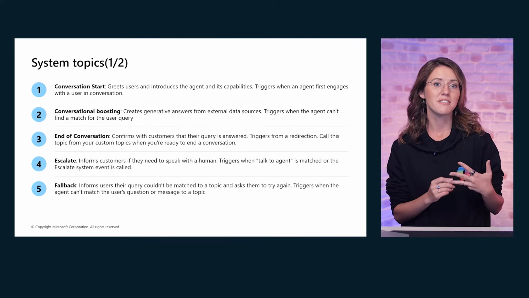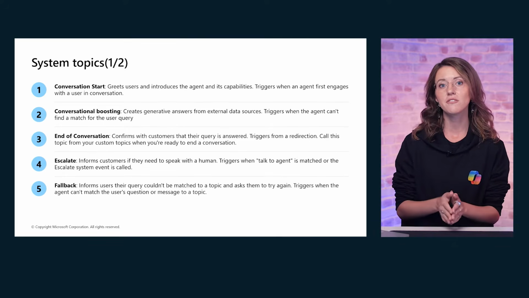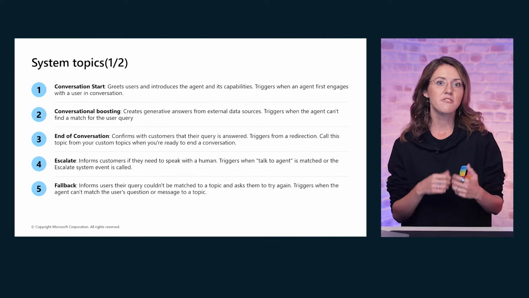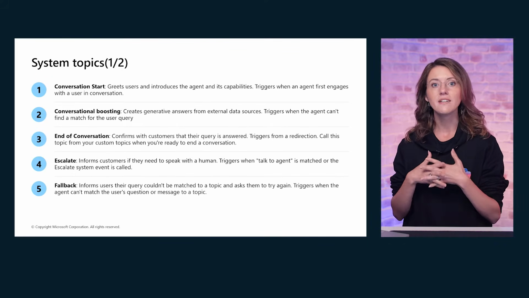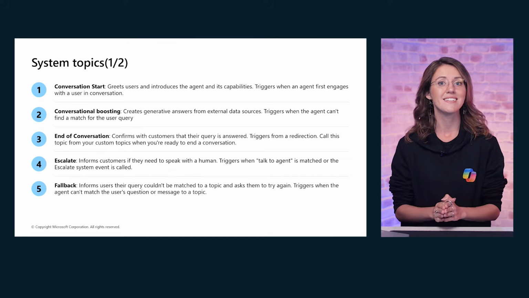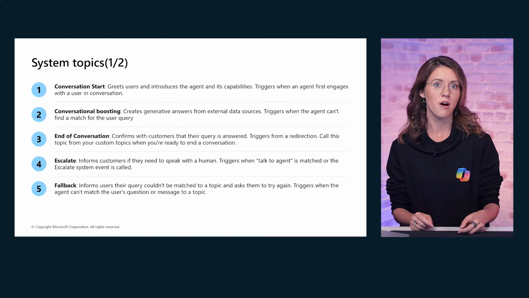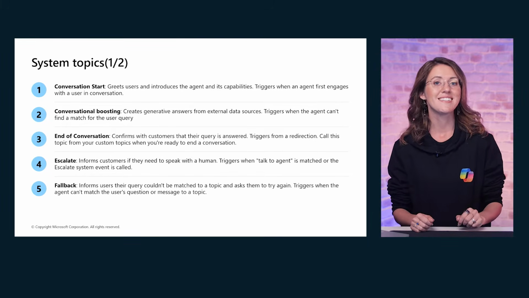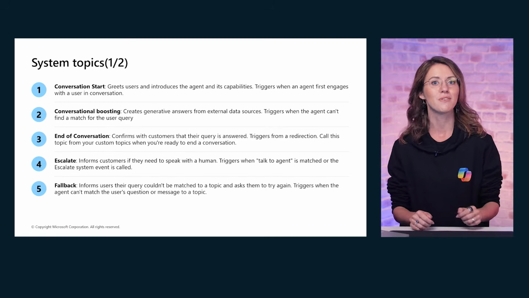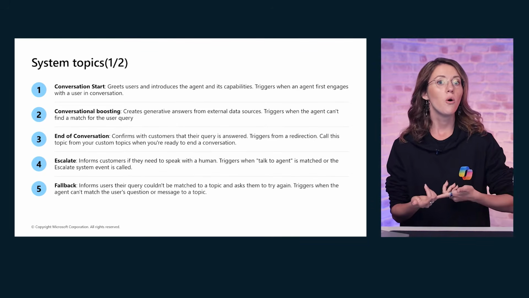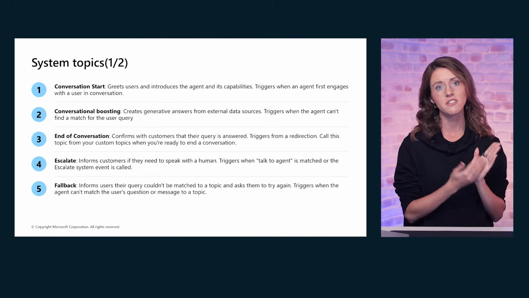The first one on my screen, the escalate topic, informs customers if they need to speak with a human. It's triggered when "talk to agent" is matched or the escalate system event is called. And last but not least on my screen, the fallback topic informs users that their query could not be matched to a topic and asks them to try again. It is triggered when the agent can't match the user question or message to a specific topic.